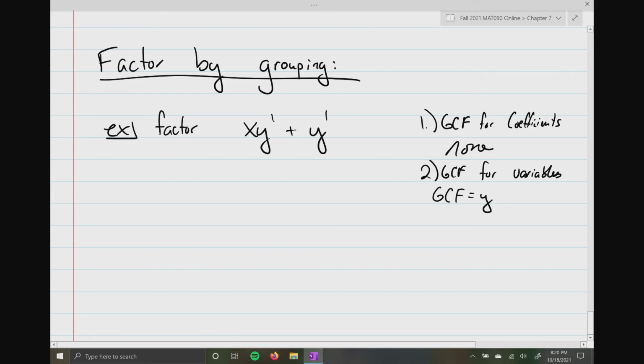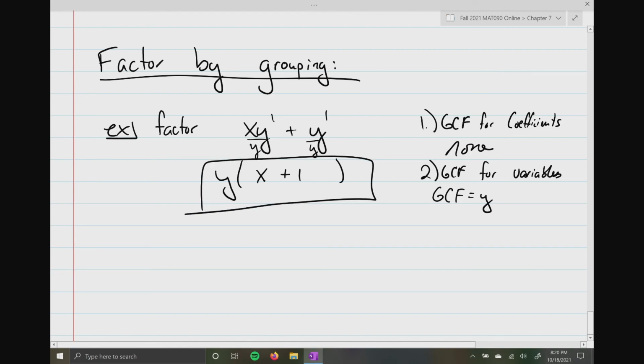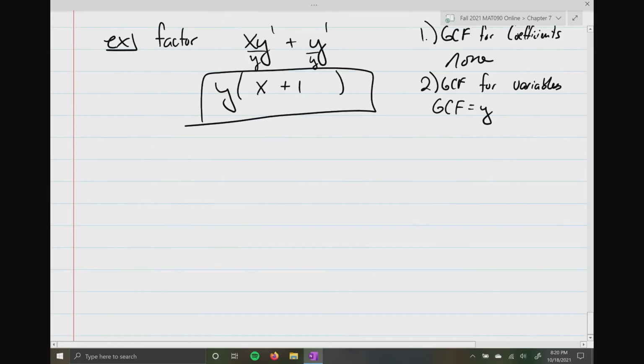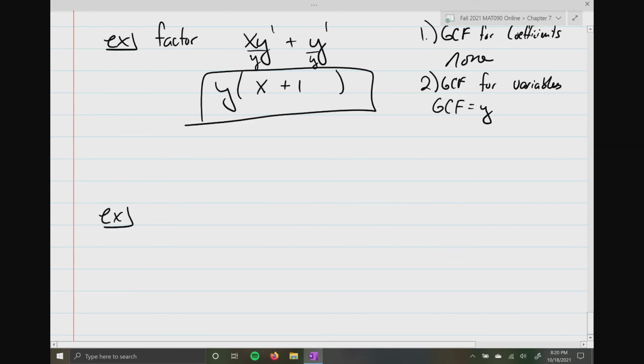Now here's what you would do. You would write a y out front. Then you would say, well, I'm going to divide both of these by y, and you would get x plus 1 as a final answer. Well, if you can see that, then you're going to be able to see factor by grouping, okay? So I'm going to start us off with a problem that's a little easier than the factor by grouping one, but here's what I want to show you.